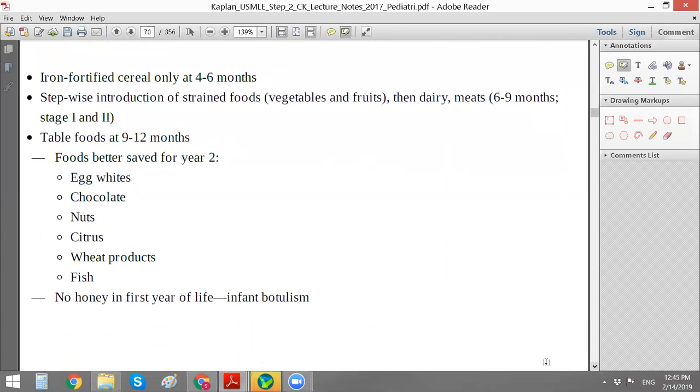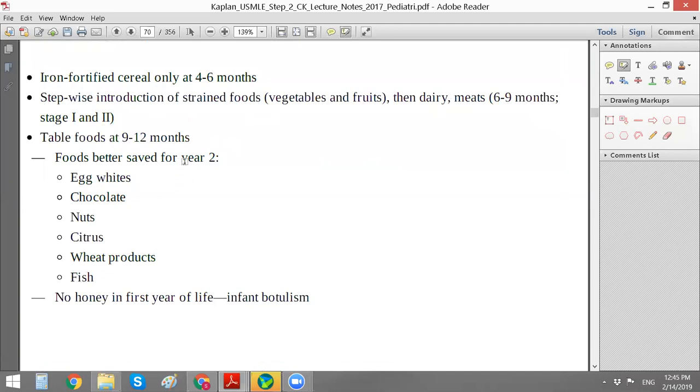Solids: iron-fortified cereal only at 4 to 6 months, then stepwise introduction: vegetables, fruit, then dairy and meats, then table food at 9 to 12 months. Foods are better safe for 2 years. In year 2 come egg whites, nuts, honey, chocolate, citrus, wheat products, and fish.